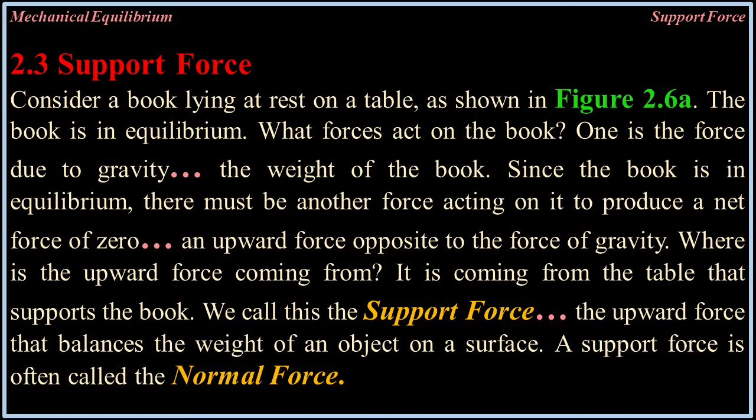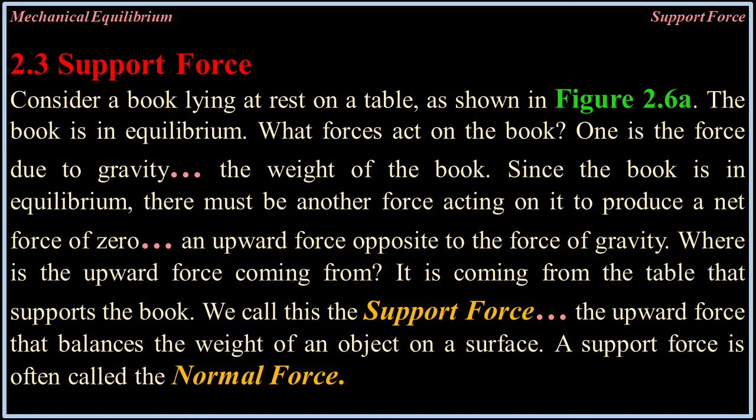Support force 2.3. Consider a book lying at rest on a table as shown in figure 2.6a. The book is in equilibrium. What forces act on the book? One is the force due to gravity, the weight of the book. Since the book is in equilibrium, there must be another force acting on it to produce a net force of 0, an upward force opposite to the force of gravity.